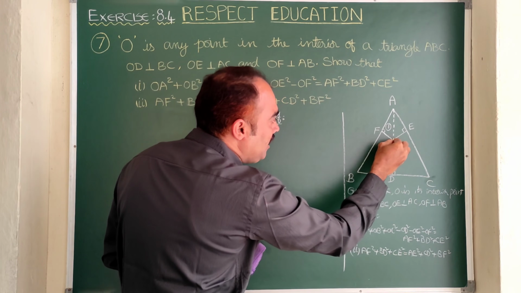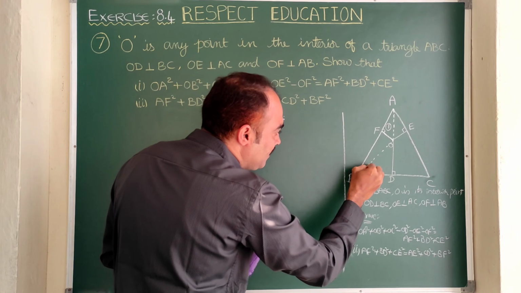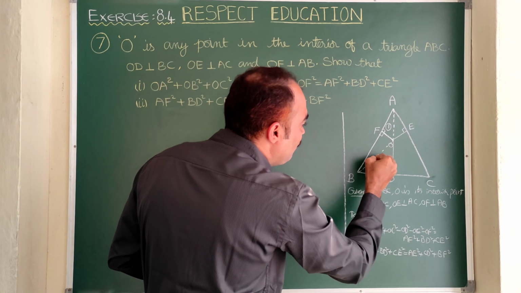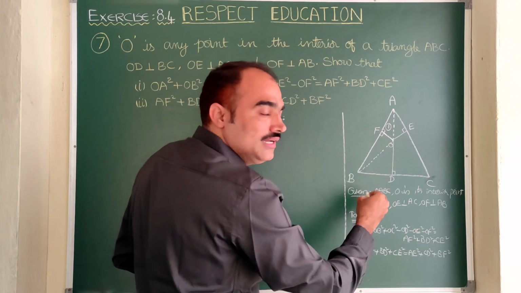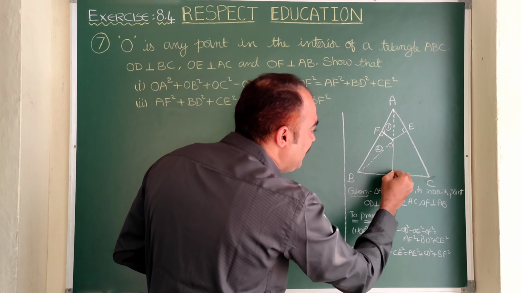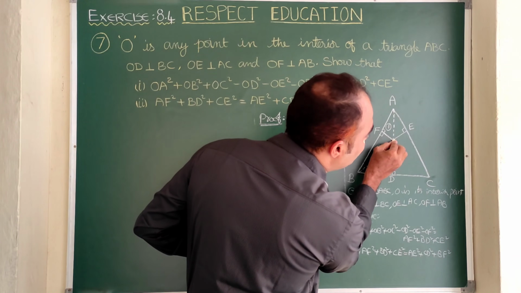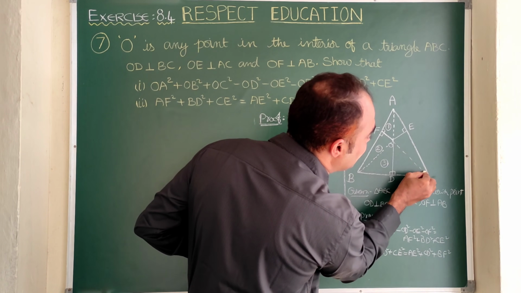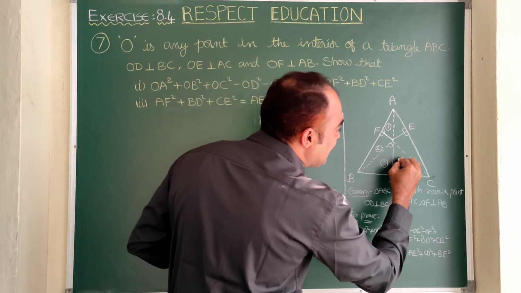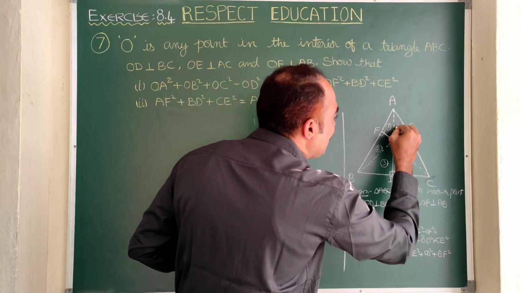And here if you join BO, on joining BO, right? So here this OFB is a right angle triangle. So let us give its number as number 2. And ODB is also a right angle triangle. This is number 3. Similarly, when you join OC here, you will have two more right angle triangles. This is right angle at E and this is right angle at D. Let us give its number as 4. This right angle triangle number is 5. Right triangle number is 6.